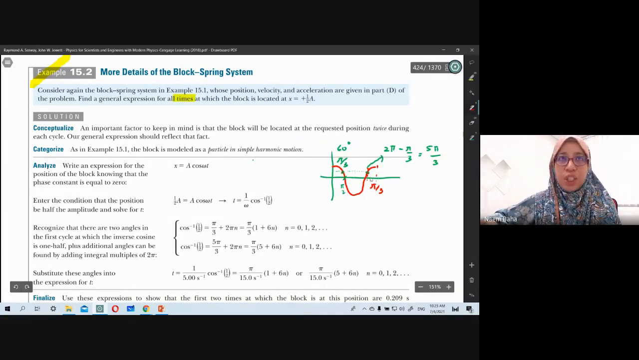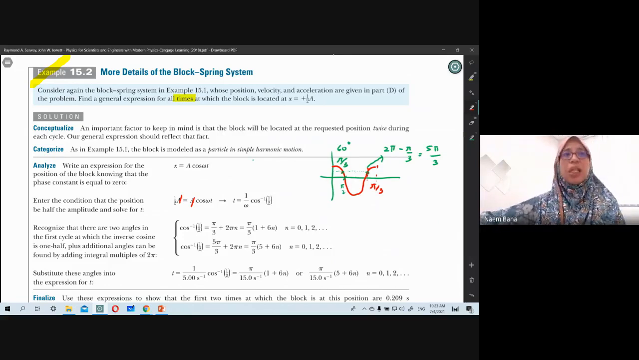Like what I sketched here. And we replace x with half A, and then we simplify the equation for t. Notice that in our calculation, we can cancel out the effect of the A value, and simplifying, it becomes 1 over omega, inverse cos 1 over 2. Alright, okay, good.